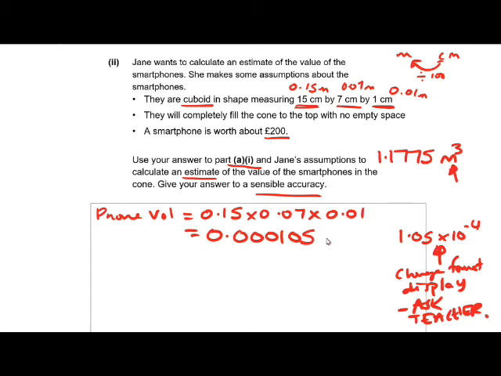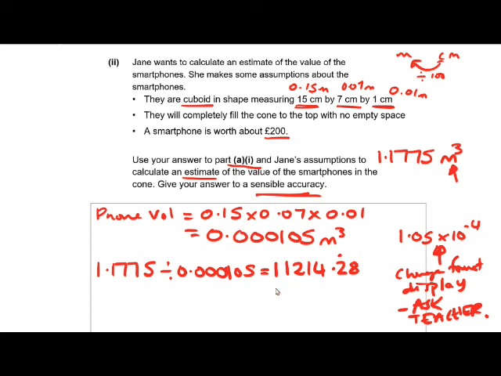Okay, so now we've got our volume in meters of our mobile phone. We need to divide the volume of our cone, which is in meters cubed, by the volume of our mobile phone, and this will tell us how many mobile phones fit into the cone. And the number the calculator shows is 11214.28. And there are some more decimal places, but it is telling us to be sensible.